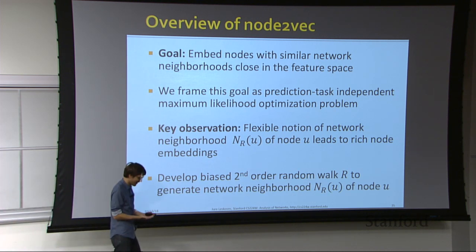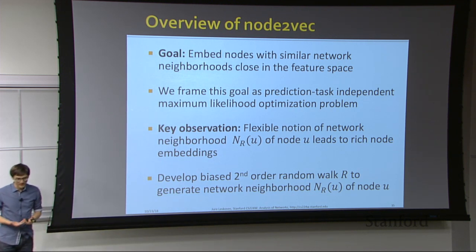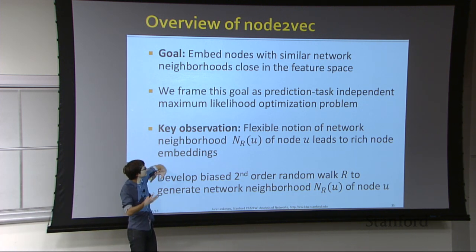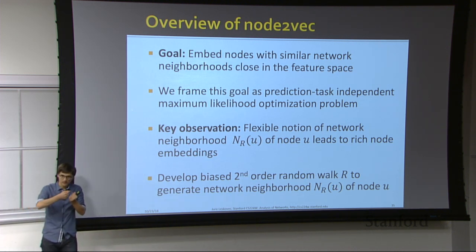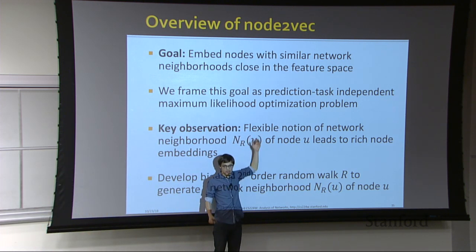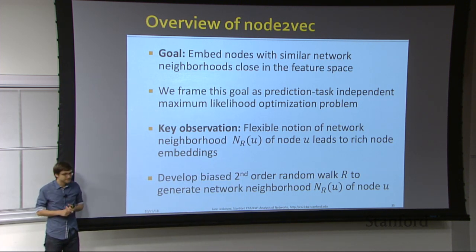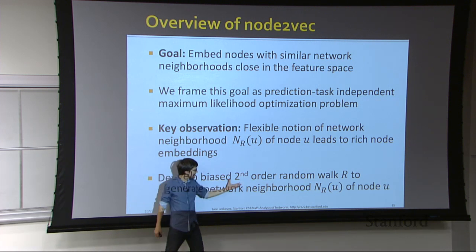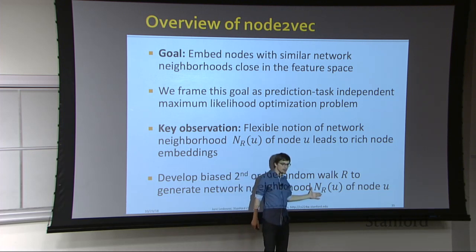So this is now a second method we'll call node2vec. The idea here is that, again, I want to embed nodes to encode similarity, but our goal will be similar as before. We want to frame this as a prediction task where we ask which nodes are co-visited in the random walk, or which nodes are neighbors of each other. The key observation is that we need a flexible notion of node neighborhood so that we can capture different types of node similarity. The way we can capture different notions of node similarity is through what we will call a biased, second order random walk that will then generate these network neighborhoods for us.